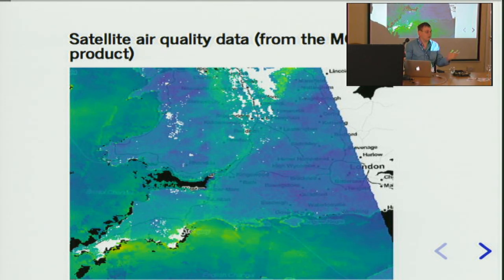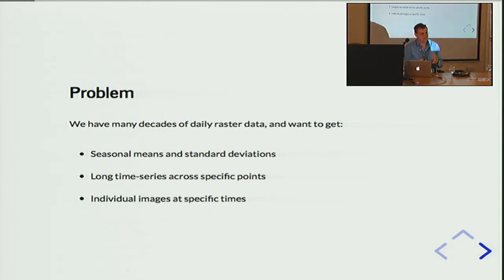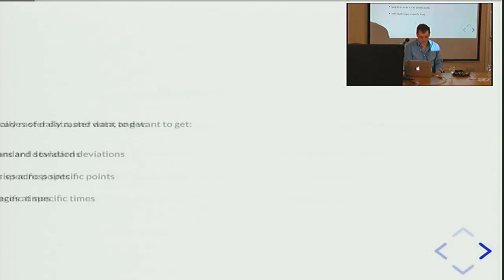And this is basically just a large array. It's a large two-dimensional array that gives you a value for each pixel, which is the air pollution over that area. Now, rather than just having one of these, like this map, I had thousands of these. I had many decades of daily data. And I wanted to do some what you would think is fairly simple analysis. Things like seasonal means and standard deviations, getting a long time series over somewhere like Cardiff, looking through all of the images, getting individual images at specific times, that kind of stuff. Doesn't sound too difficult. But remember, I've got loads and loads of images.